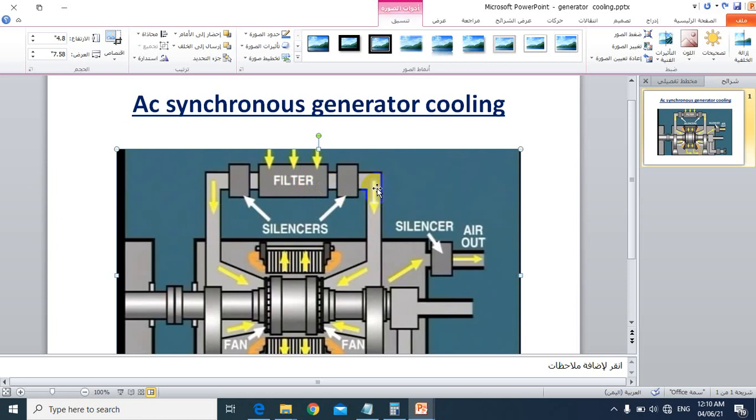What are the advantages of radial ventilation? 1. The energy loss for ventilation is minimum. 2. The system is applicable to both small and large machines.